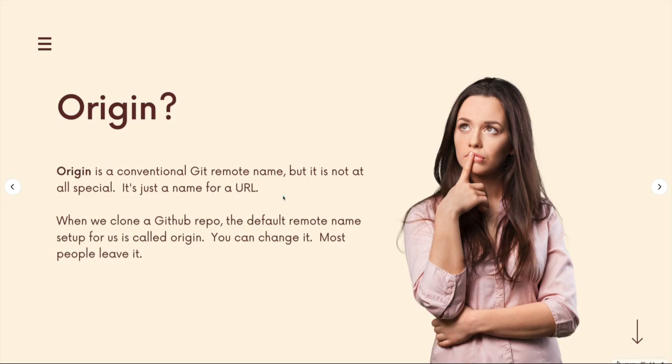So the term origin is just a conventional Git remote name, but it's not special in any way, no magical powers. It doesn't have any secret abilities. It's just a name for a URL. You can come up with whatever names you want for remotes, but origin is what you'll see all the time. Similar to how master is the default name for branches, you can change it to anything. So in the same way that master is just a name for a branch, origin is just a conventional name. You'll see it a lot, but it is not somehow special. It's just a name for a remote.